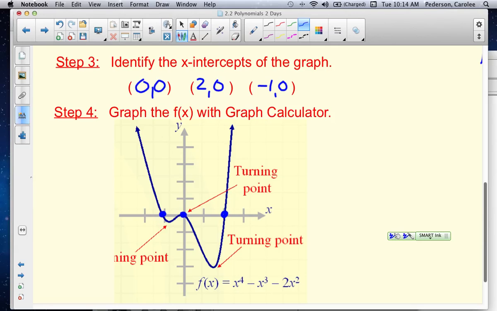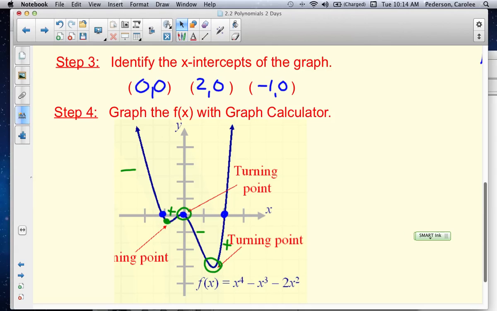Then remember, the turning points are the changes in the slope from increasing to decreasing or vice versa. So this is a negative slope. And then all of a sudden it curves to a positive slope. So this point is called a turning point, or the relative minimum. Then we go from a positive to a negative slope. So there's another turning point right there. And then our last turning point, going from a negative to a positive slope, is right there. And then there's our x-intercept.